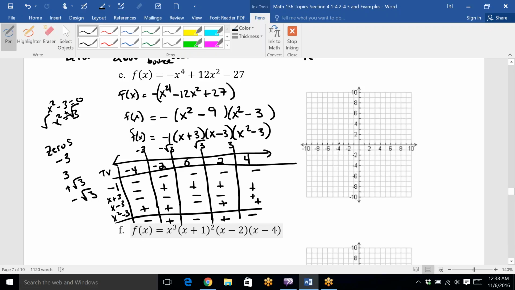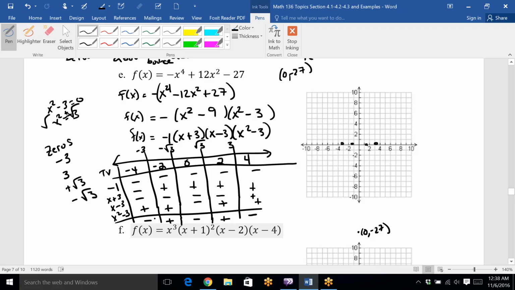So we're going to plot this pretty quickly. So we have negative 3. Negative square root of 3 is somewhere between negative 1 and negative 2. So just estimate kind of where you think that would be. Same thing over here. Between 1 and 2 is going to be square root of 3. And then we need the positive 3. And we are going to need our y-intercept, which would be 0, negative 27, since 0 would make these guys go away and just leave that. So somewhere way down here on the y-axis at 0, negative 27, we'll have a point.